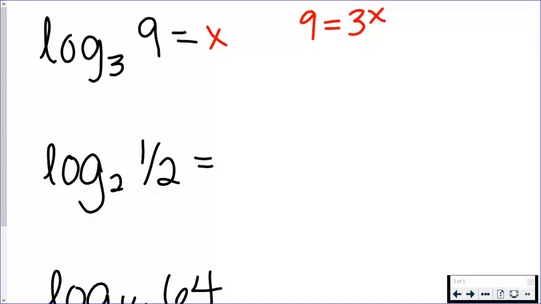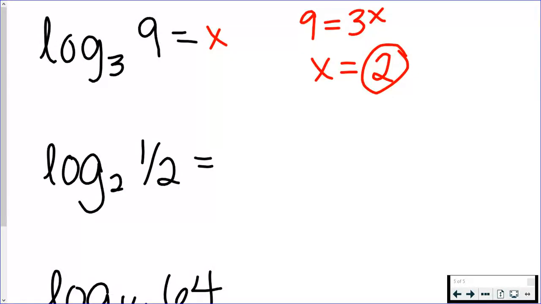So what happens is the base of the log, which is 3, moves to the other side and becomes the base of the exponent, which is x, which is what I'm trying to figure out. So really what this log is asking me is 3 to what power is equal to 9? 3 squared is 9, which means x is 2, which means the log is equal to 2. So log base 3 of 9 is 2.